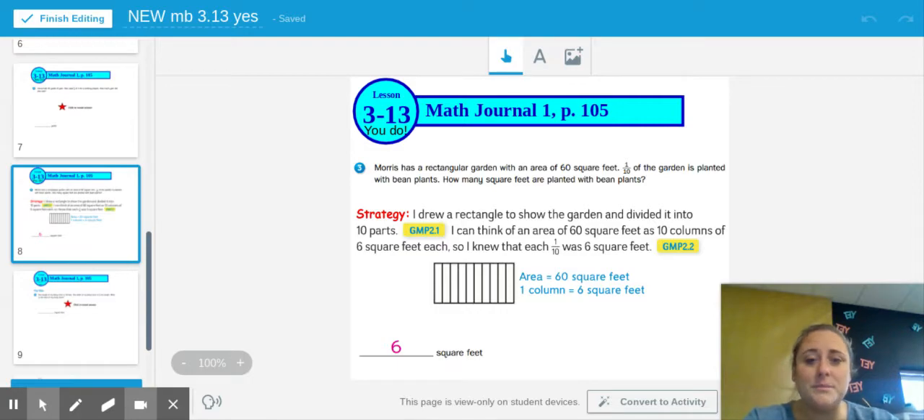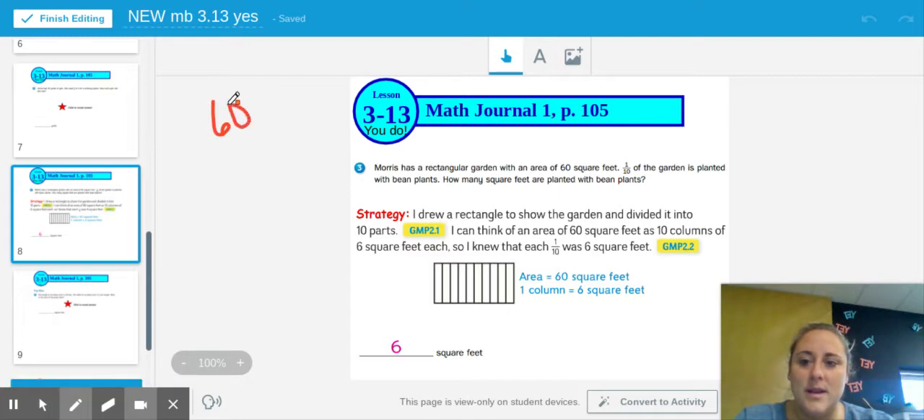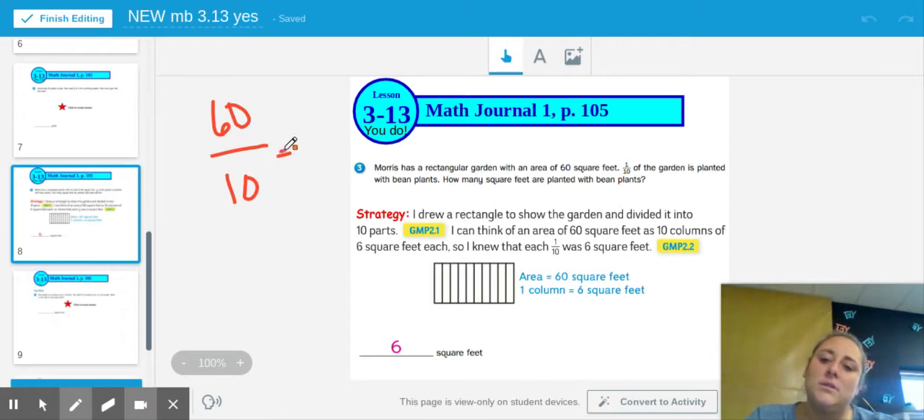You could have also, if you wanted to do just the math, taken 60 and divided it by 10. Remember, a fraction bar also equals a division sign. So 60 divided by 10 equals 6. Okay, so you could have gotten the same thing. Maybe you drew a number line. So again, this was just a strategy. It's not the only strategy.